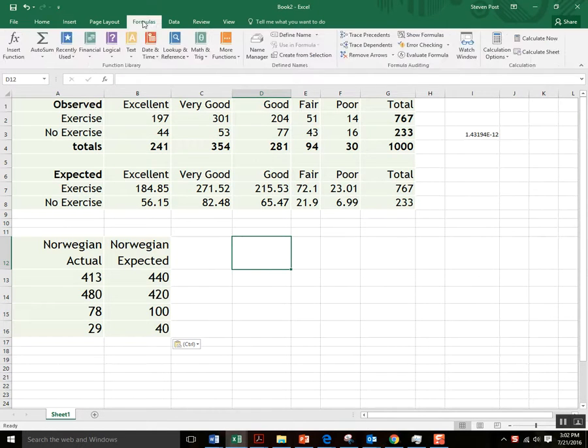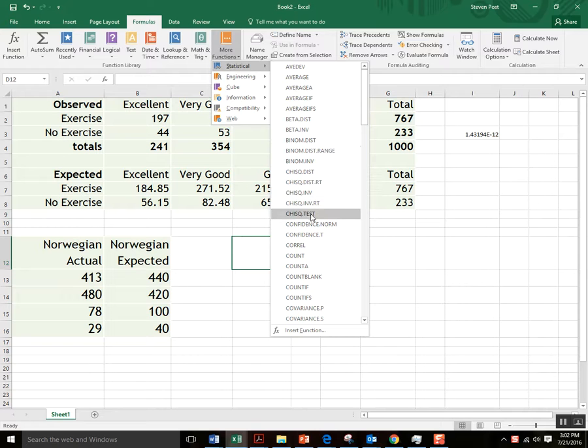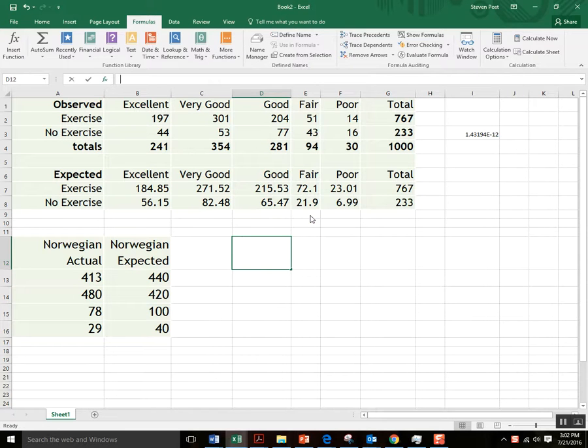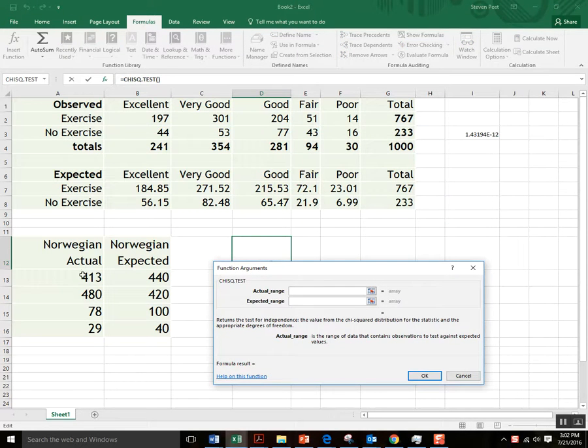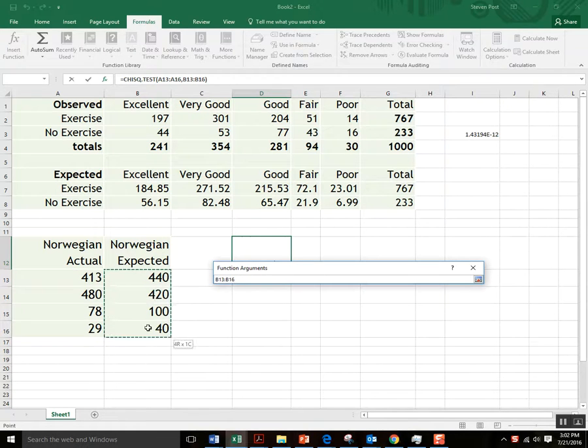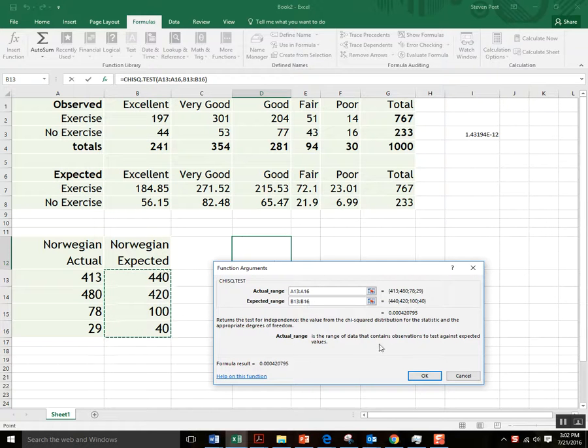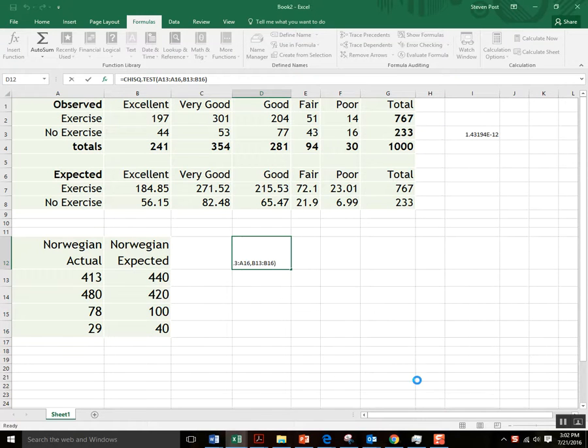So more functions, statistical, chi-square.test. Actual, well, these were the actual 1,000 Norwegians. Expected, this is how many we'd expect if they followed that distribution. And there it is, 0.0004, almost no chance.